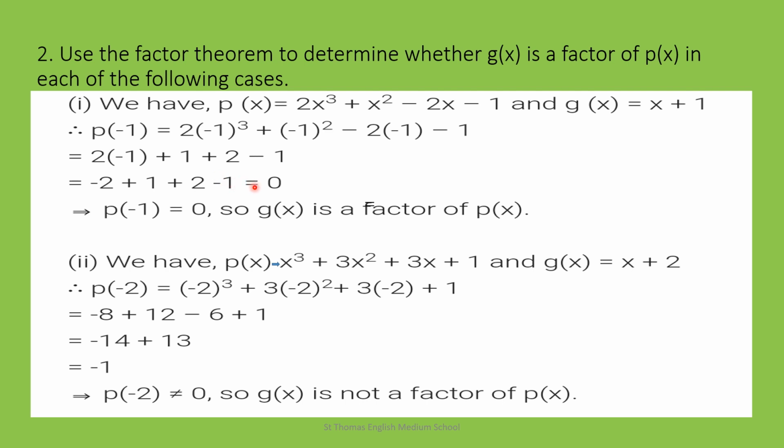So you are getting the answer as 0. That is p of minus 1 equal to 0. Therefore, g of x is a factor of p of x. Same way you can do the second sum.